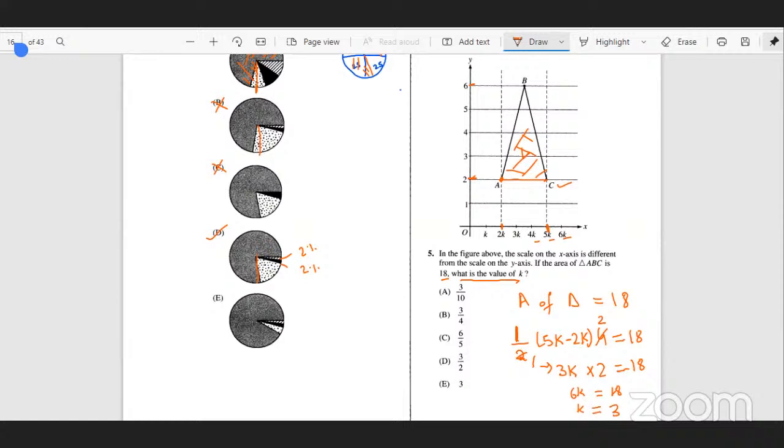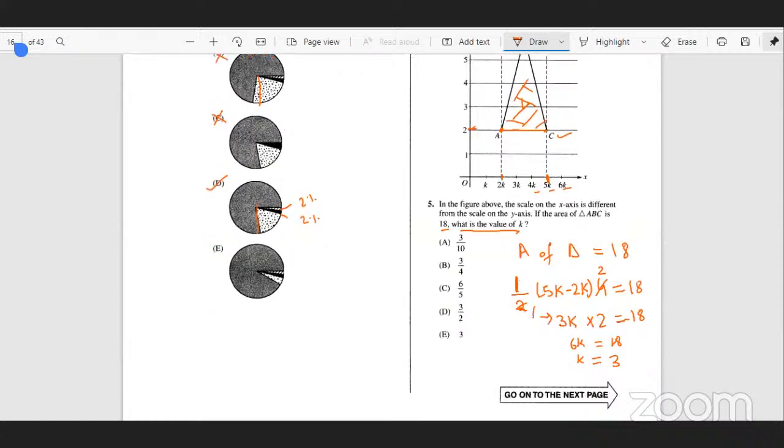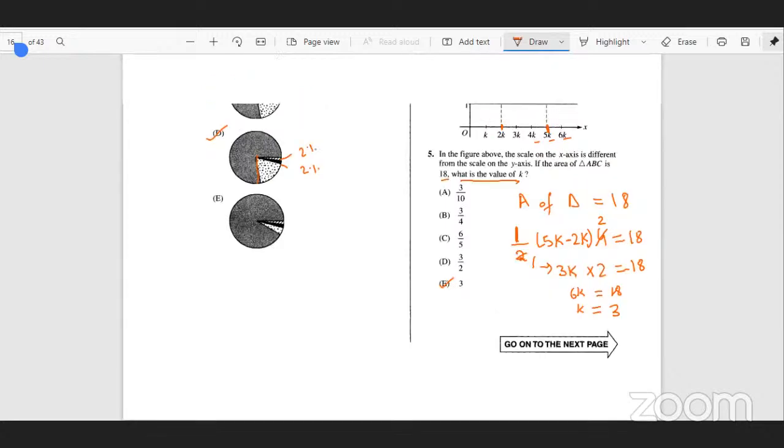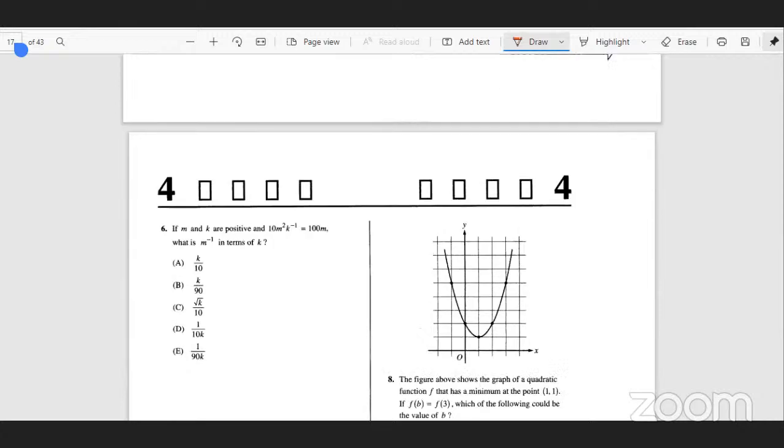Okay, so E is the answer, right? Again, in this question, I did not waste time keeping things in my mind. I just used formulas directly to get my answer. Okay, all right. Now let's talk about the 6th question.